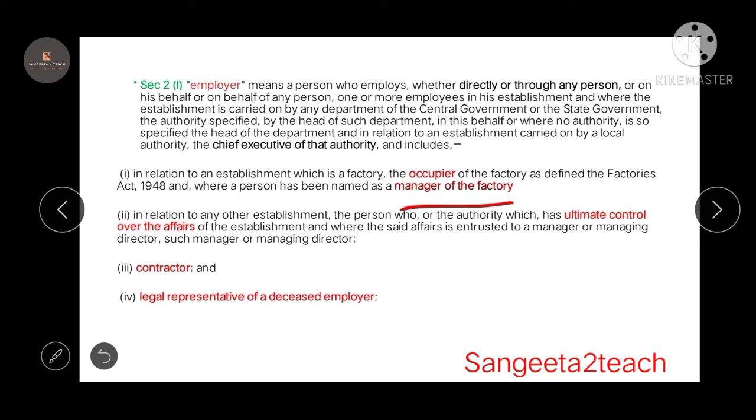And in relation to other establishments, whoever has the ultimate control over the affairs of the establishment, it can be the managing director or the entrusted manager, whoever it is, they are going to be considered as an employer. And now the new definition also includes the contractor as an employer and also a legal representative of the deceased employer. So whoever is the head, if he dies, the legal representative of that head is going to become the employer. So the employer is none other than the occupier of the factory. He can be the manager of the factory, he can be the person having the ultimate control over the affairs, and he can be the managing director or anyone else. And it also includes the contractor and the legal representative of the deceased employer.